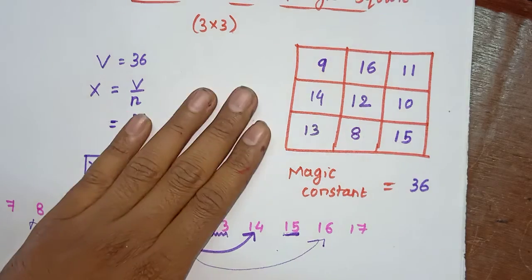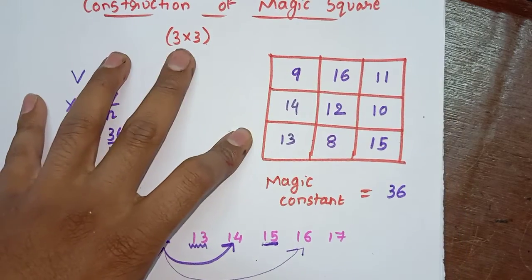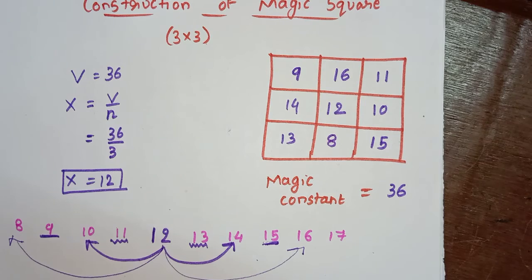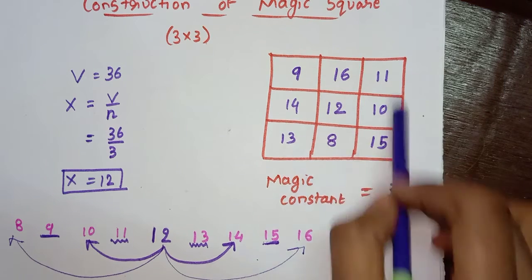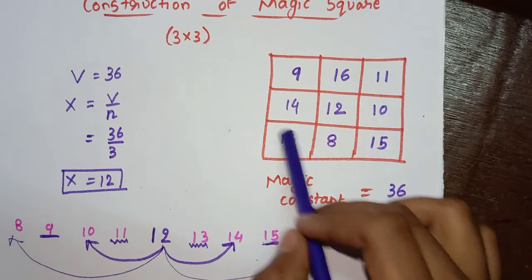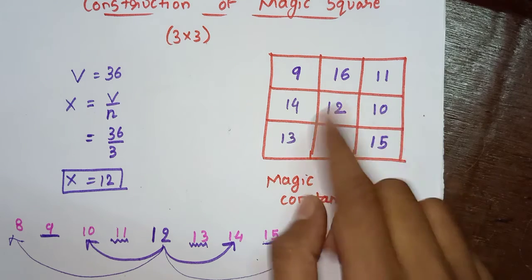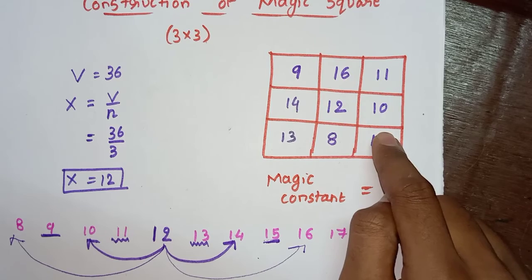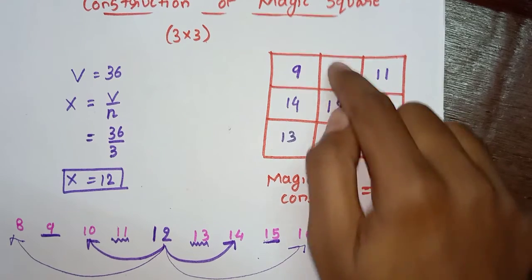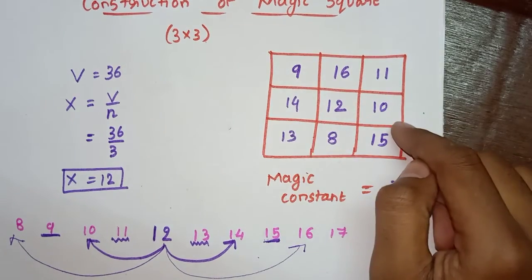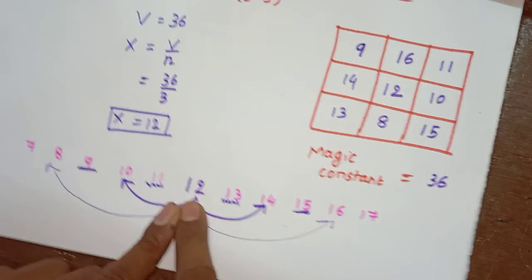So this is your magic square completed, 3 by 3. And of course one thing you have to take care of: no number should be repeated. All the numbers should be totally different, then only it is considered a proper magic square. If a number is repeated, like suppose here 16 and here 16, or any two numbers, you have to reconstruct it again, because there are lots of pairs possible here.